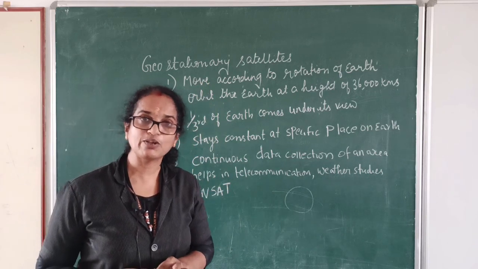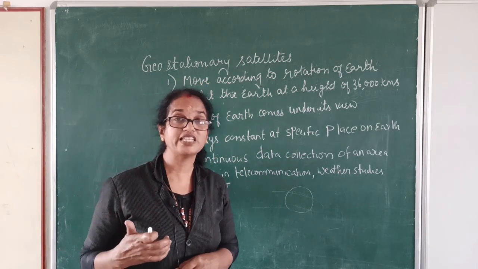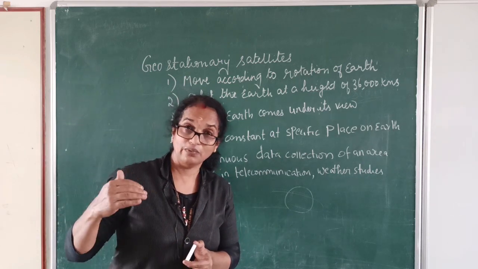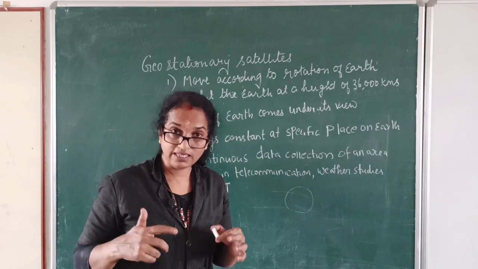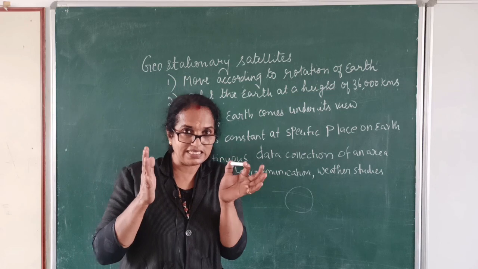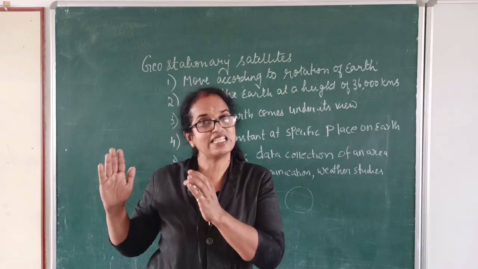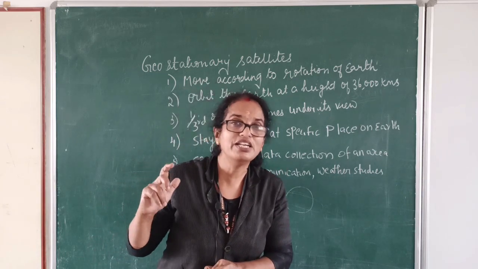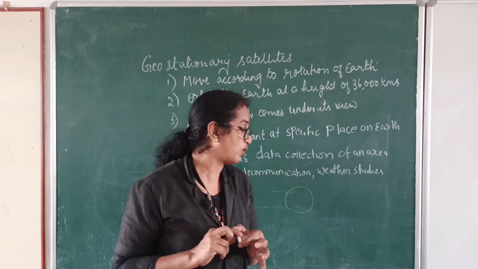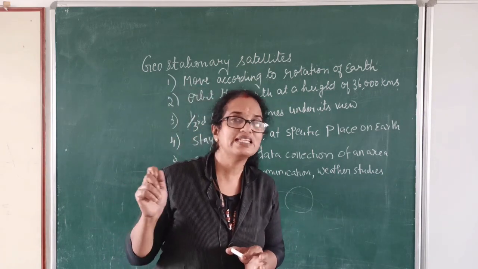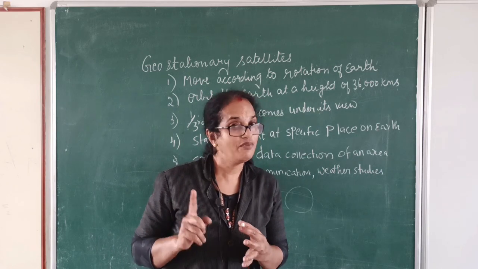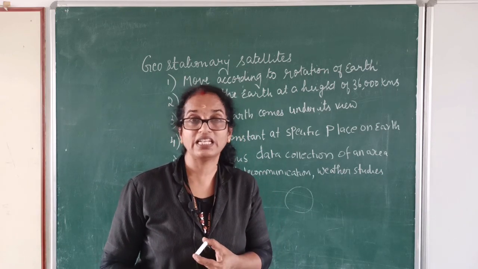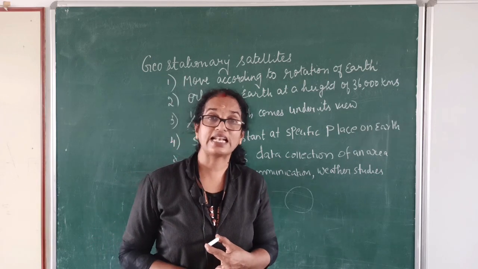So what are the features of a geostationary satellite? It moves according to the rotation of the earth, and is almost 36,000 kilometers away from the earth. 1/3 of the earth comes under its view. It stays constant at a specific place on earth because it moves according to the rotation of the earth. Because of this, continuous data of a particular area is possible. It is helpful in telecommunication, for studying weather and so on. And the best example we can give here is INSAT, the Indian Satellite System.